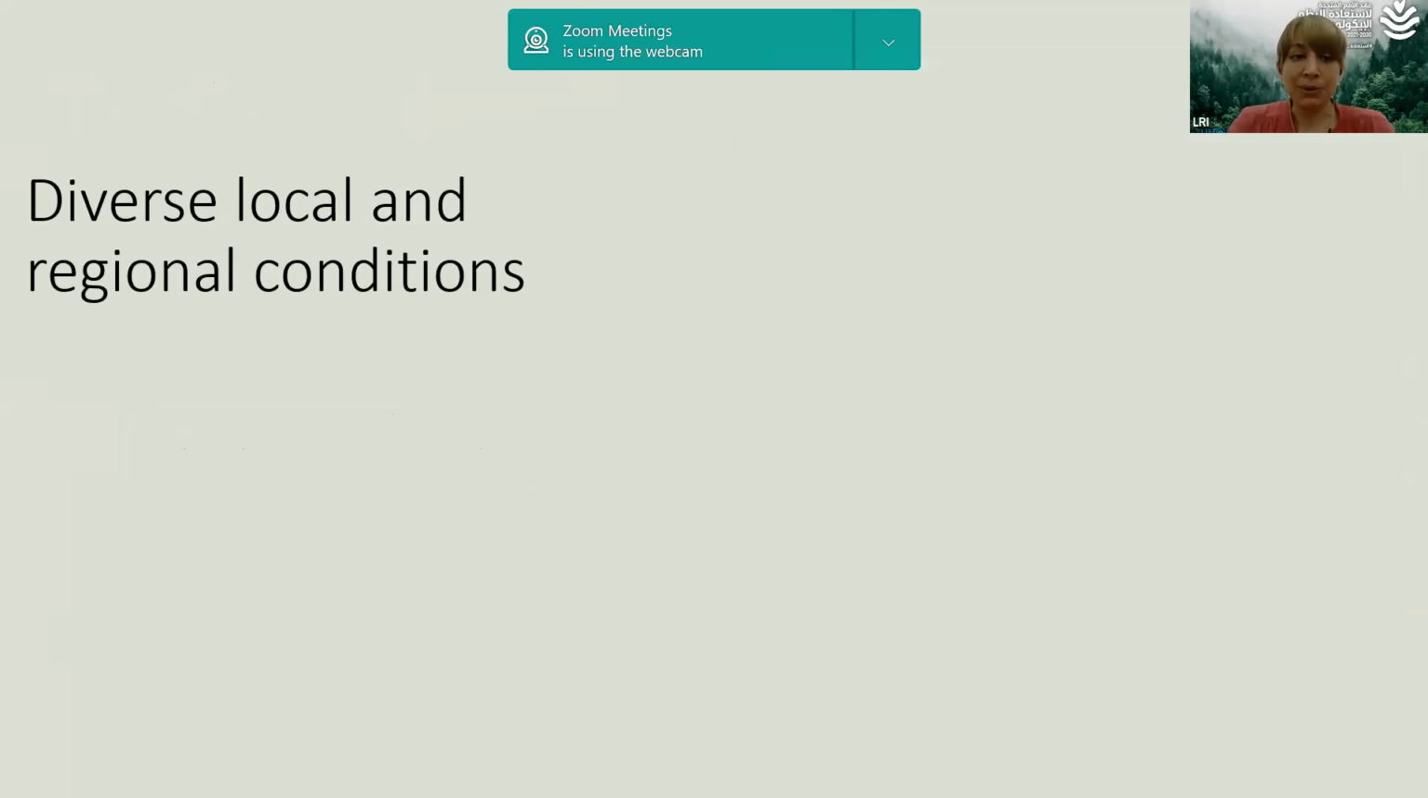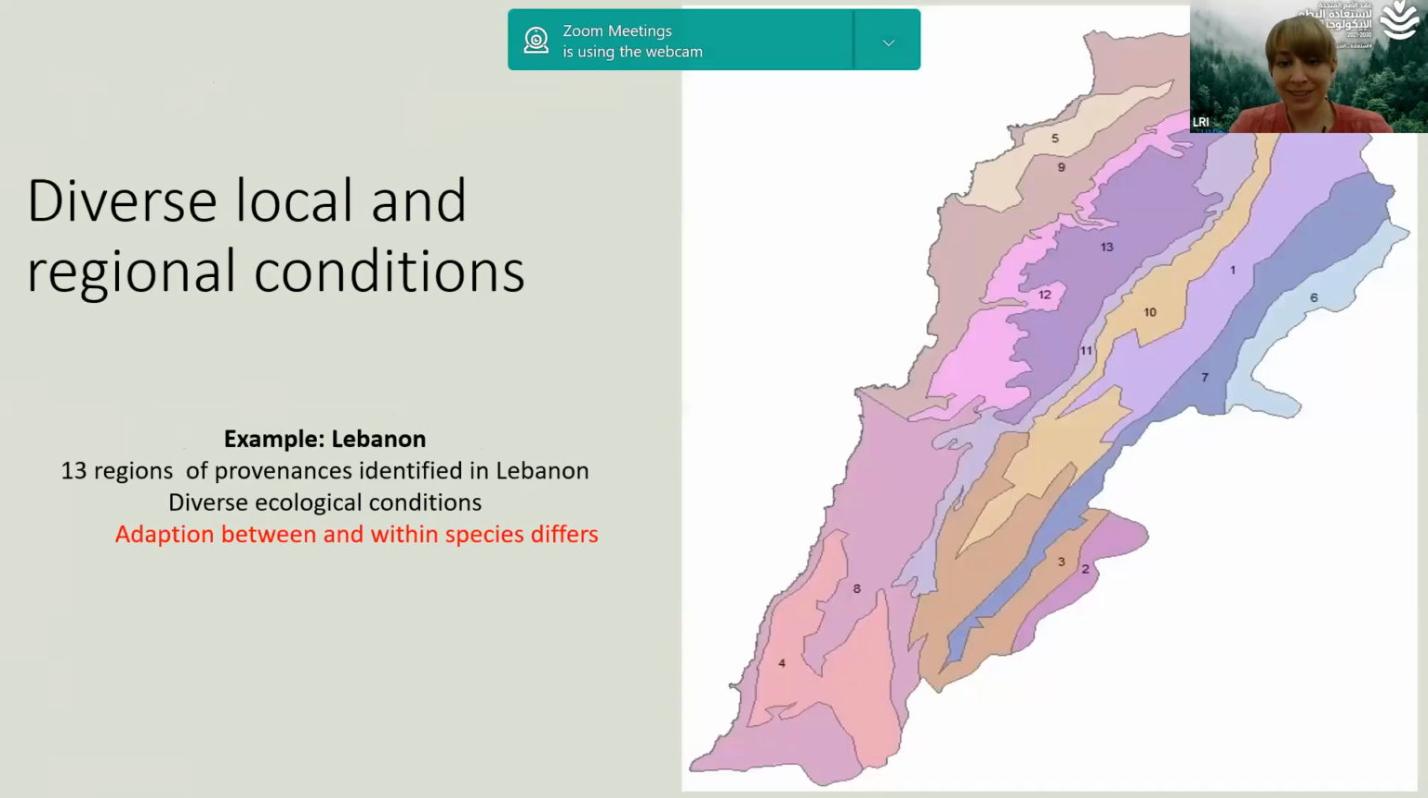We have very diverse local and regional conditions. For instance, in a tiny country like Lebanon, we have identified 13 regions of provenance. A region of provenance is a region that has similar ecological conditions. We have 13 different ones in such a tiny country, and in most of the MENA region countries, we have similar divisions. They differ in adaptation between and within the same species. So even within the same species, we have differences in adaptation in different regions of provenance.